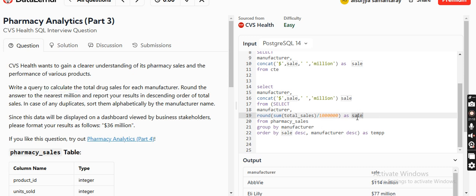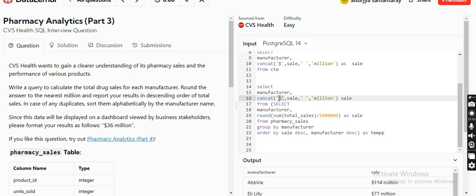Then we have given the alias name as sale, group by manufacturer. Now we came to the sorting type. They told us the total sales should be in descending order, and alphabetically by the manufacturer name. This part was done. Then I have simply extracted the manufacturers from the subquery, the internal query, and then I have used the concat function. The concat function was used because they wanted it in this kind of order.